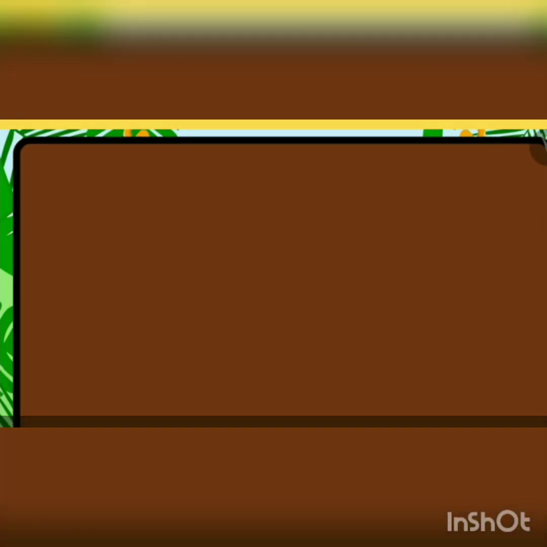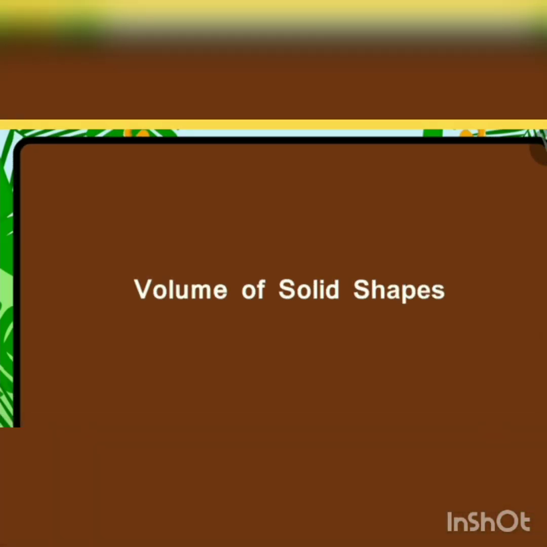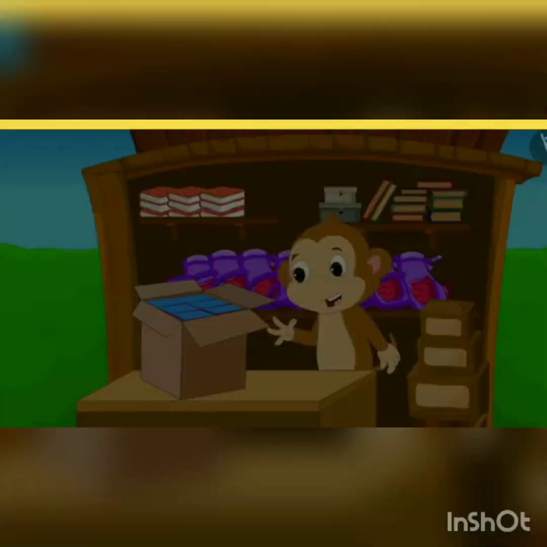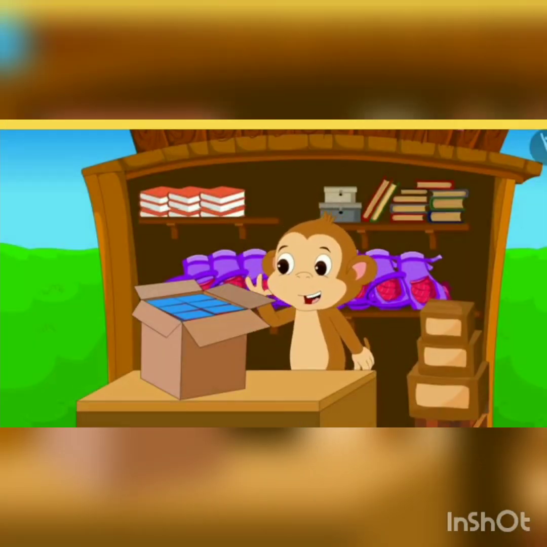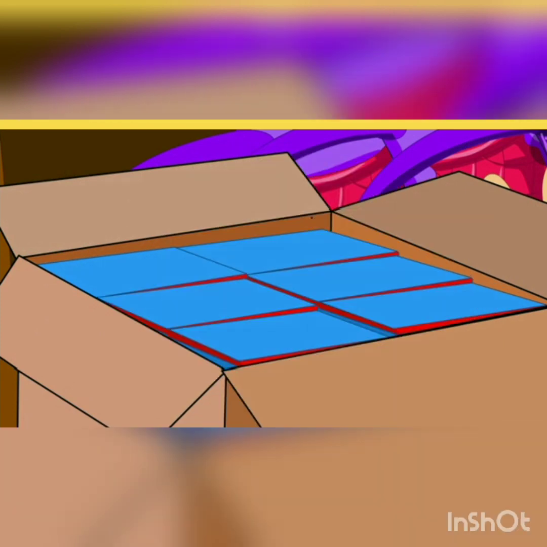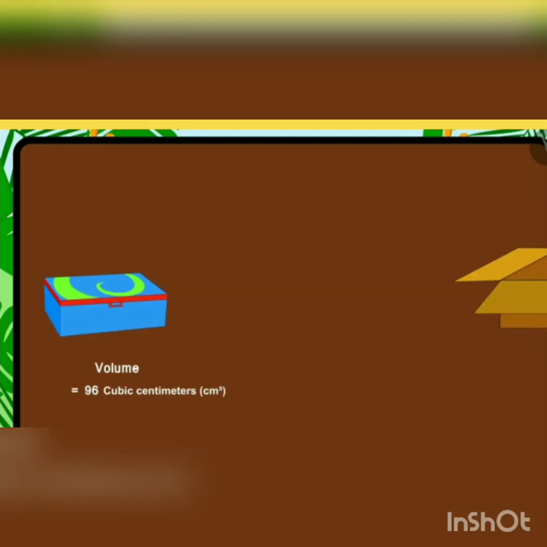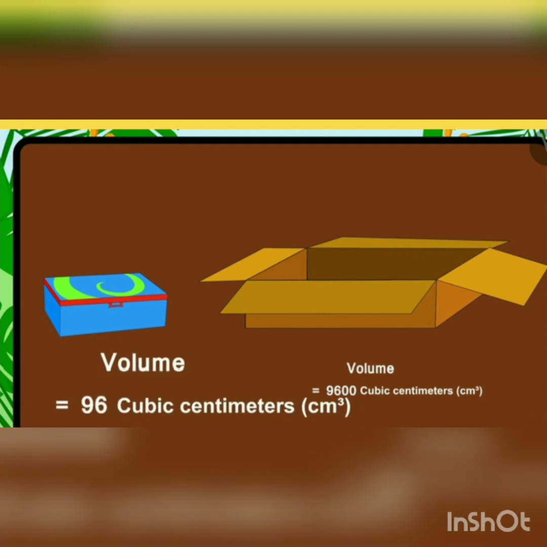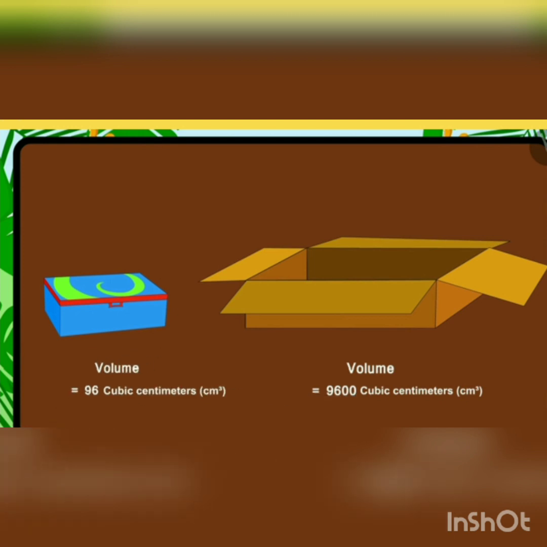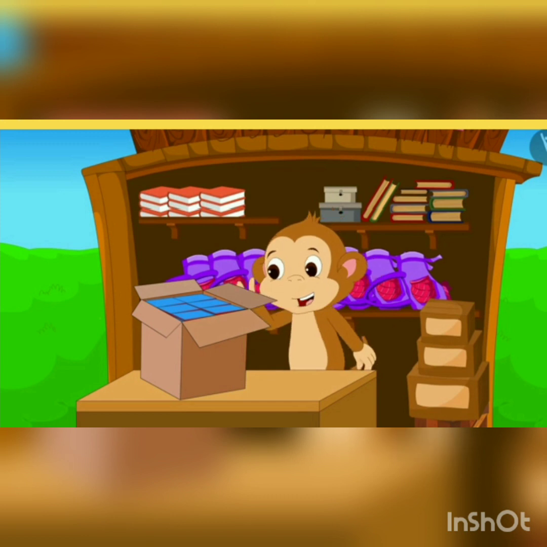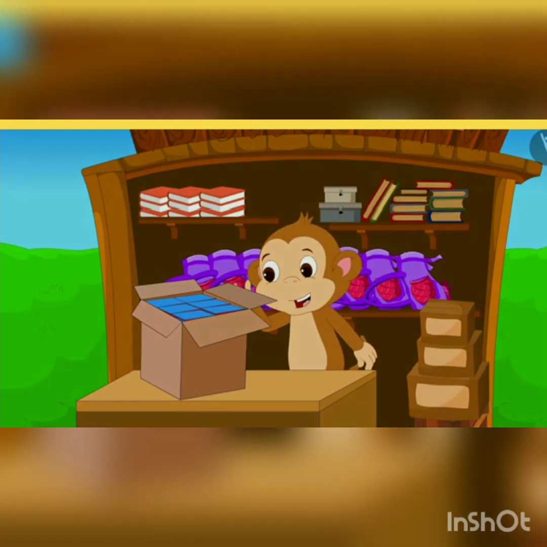Kids, in this video, we will learn about volume of solid shapes. In the previous video, we saw how Babban used 2 boxes and brought 118 compass boxes from the city to sell in his shop. And children, do you remember that the volume of each compass box is equal to 96 centimeter cube? Let's see what Babban is doing with these compass boxes.